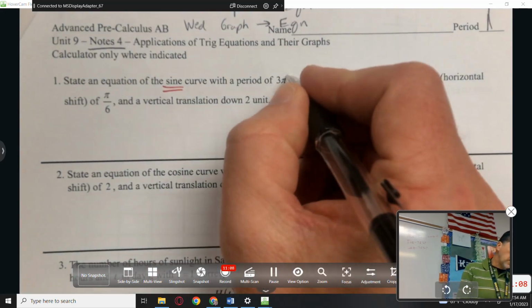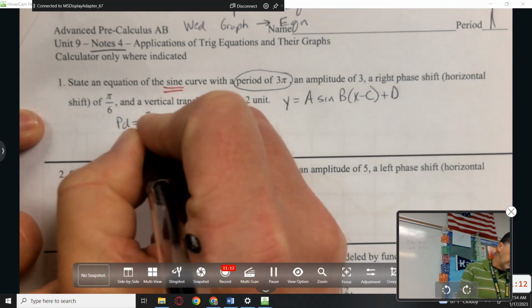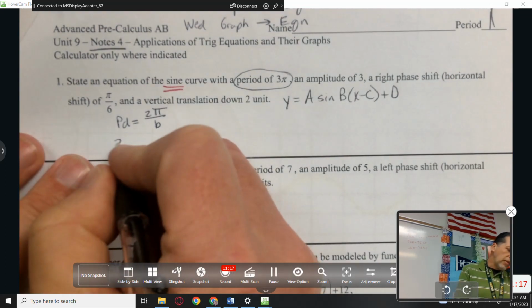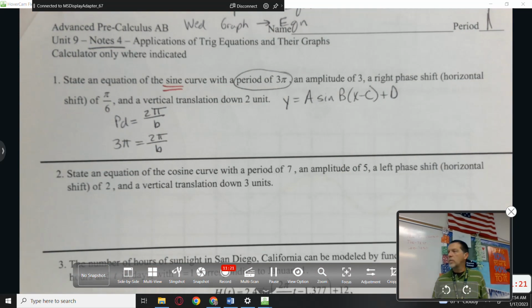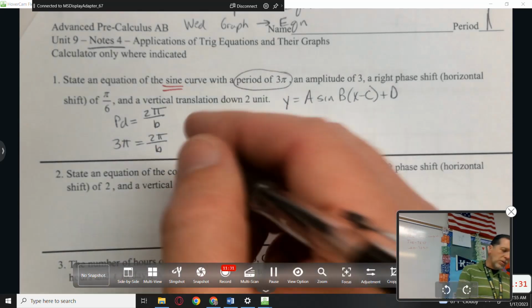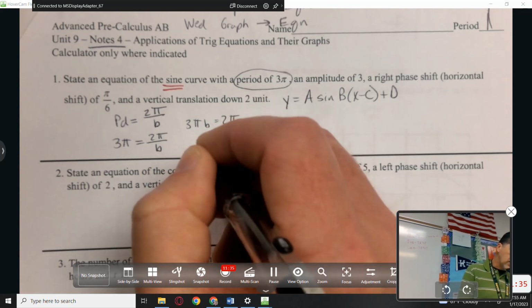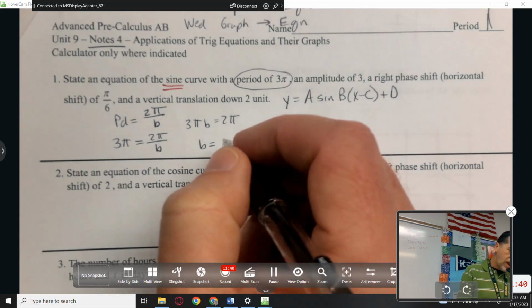Period of 3 pi, that's probably the hardest one to deal with because our period is normally 2 pi. So I've got to figure out what b is. This is what we just did on the last worksheet. So cross multiply, or maybe some of you can just kind of see what happens when you cross multiply and divide. The pi's cancel, and b is 2/3.